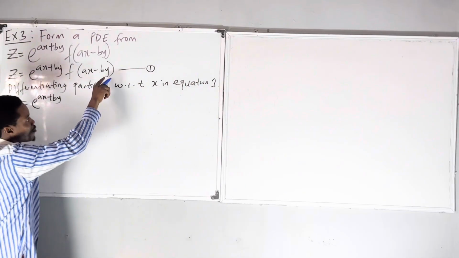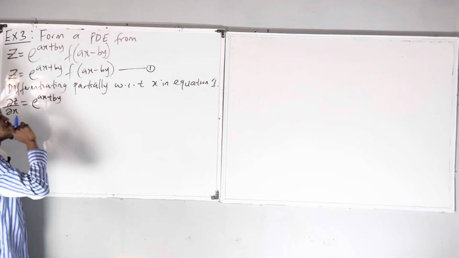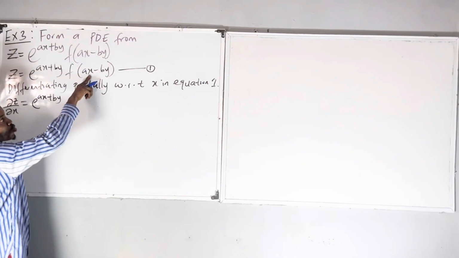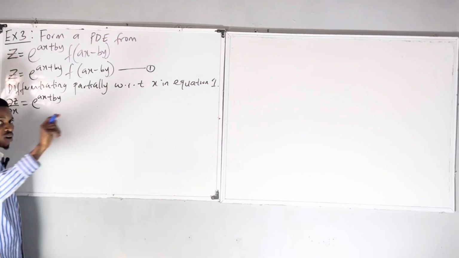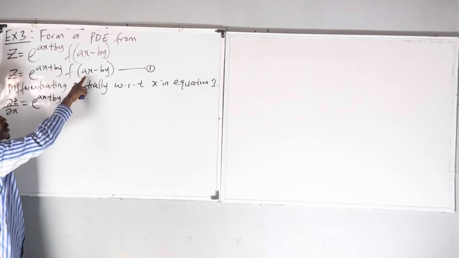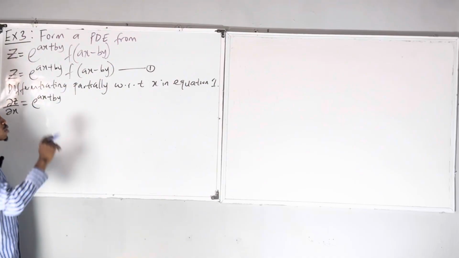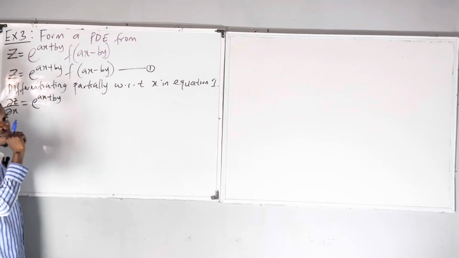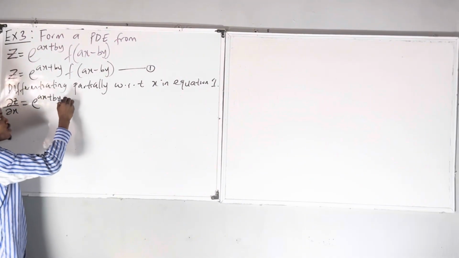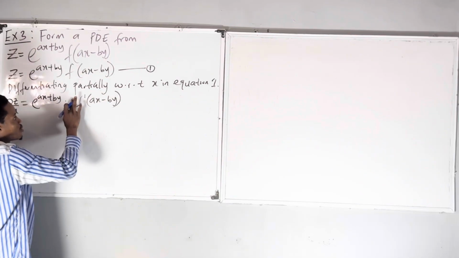So let us differentiate f of ax minus by with respect to x. Remember that whenever we are differentiating a function, we differentiate what is inside the bracket, ax minus by, with respect to x. If I differentiate x, I'm going to have 1 multiplied by a, which is a. Then a multiplies everything. When I differentiate f, I'm going to have f prime. So I'm going to have a f prime of ax minus by.